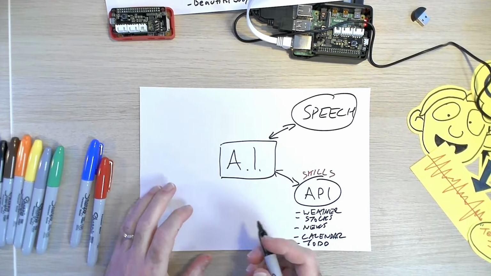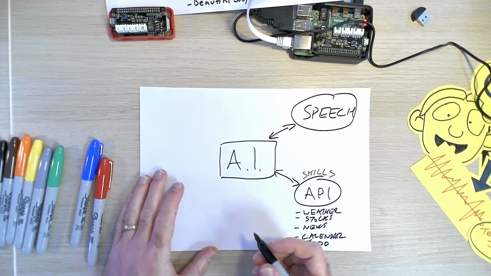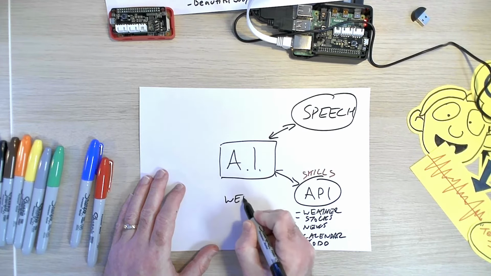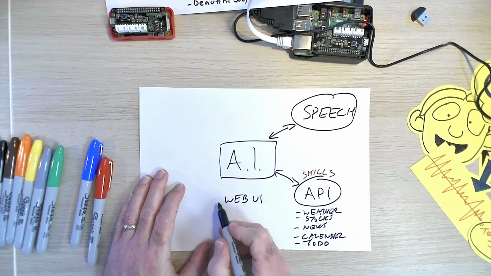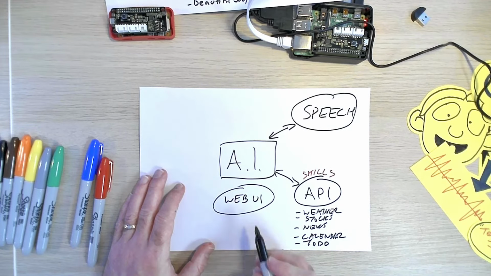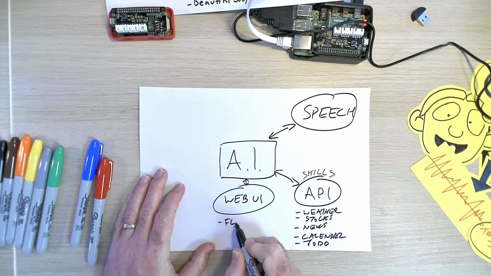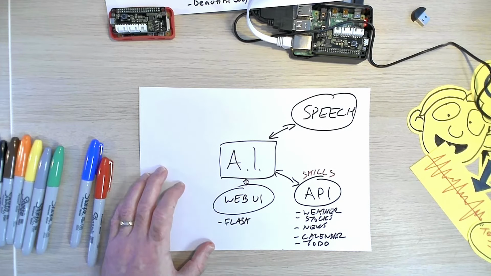And I would also like to have, like I said, a web user interface. So we'll call that the web user interface. And that's another thing that we want to be able to communicate backwards and forwards. And we're going to be using some technologies which have been written specific for Python.